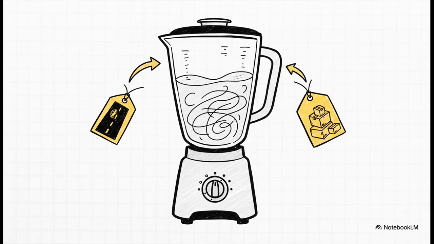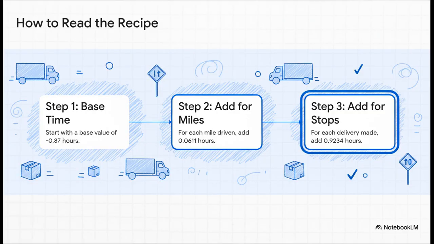So the computer crunches the numbers and it gives us this formula. Now I know, it might look a little intimidating, but just think of it as a recipe. It's a recipe for predicting travel time. We just have to plug in our ingredients, how many miles and how many deliveries. So here's how to read that recipe.